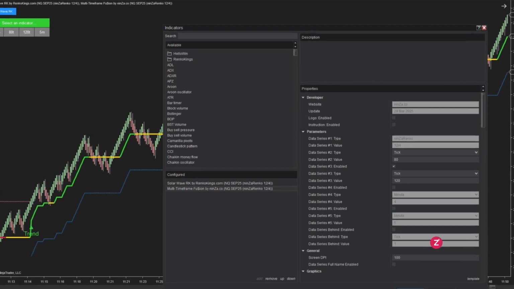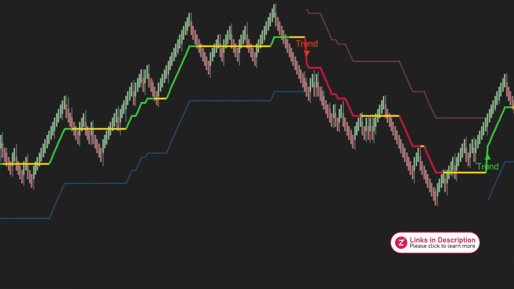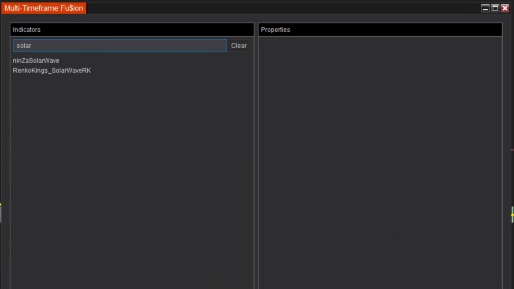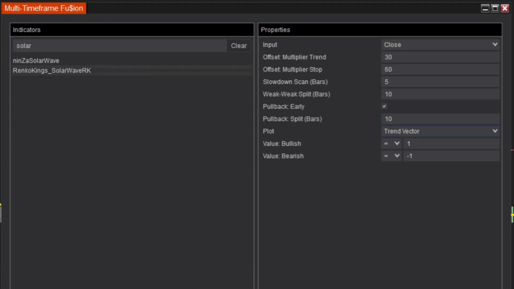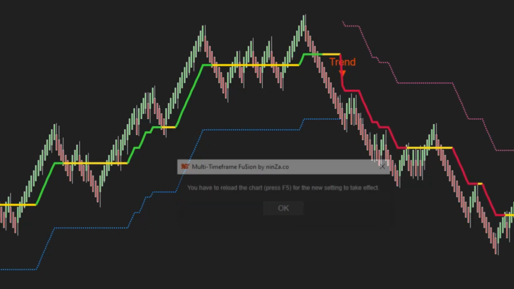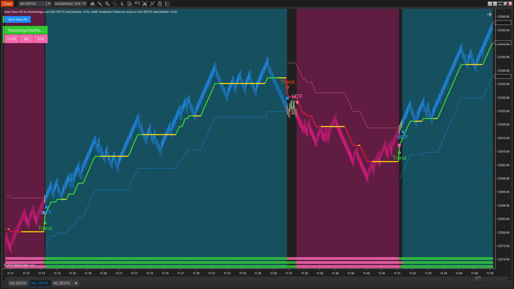And now, we're going to add Solar Wave RK as the input for the Multi-Timeframe Fusion indicator. Make sure to use the same settings for Solar Wave RK here as we did on the main chart. This is important to avoid any mismatch or confusion during the trade. Also, don't forget to select the correct encoded signal. We want to use the trend signal so Multi-Timeframe Fusion can read the trend direction properly.